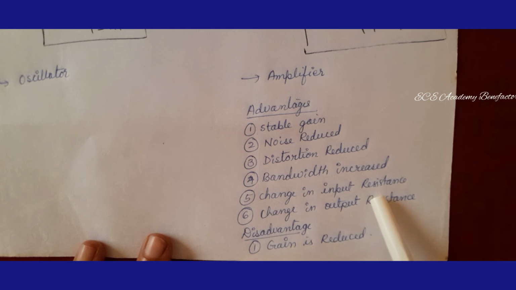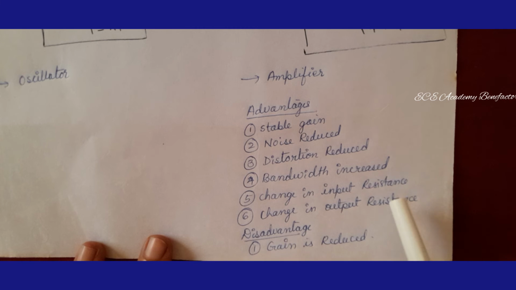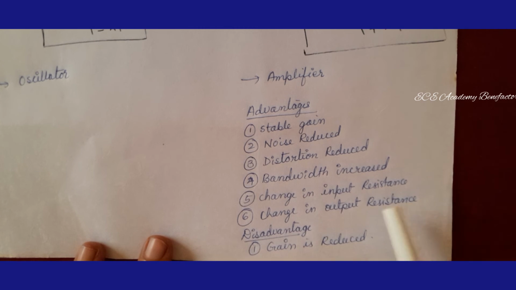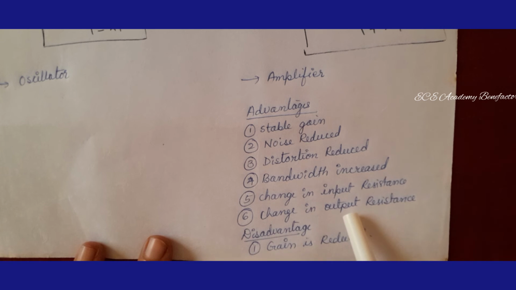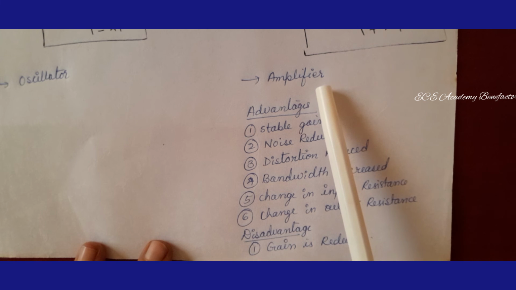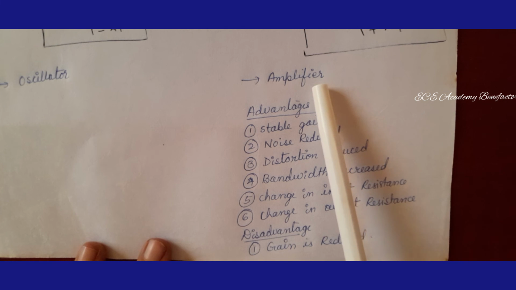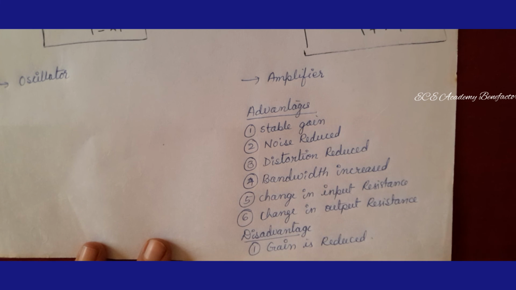Why do we say change in input resistance? Because the input resistance can increase in some cases, and in other feedback amplifiers it is decreasing. Same here, there are 4 types of feedback amplifiers. In 2 feedback amplifiers the output resistance increases, whereas in another 2 feedback amplifiers the output resistance decreases. The disadvantage of negative feedback is that gain is reduced. So, there are 6 advantages of negative feedback, and the disadvantage is that gain is reduced. Negative feedback is used in amplifiers popularly known as feedback amplifiers or closed loop amplifiers.